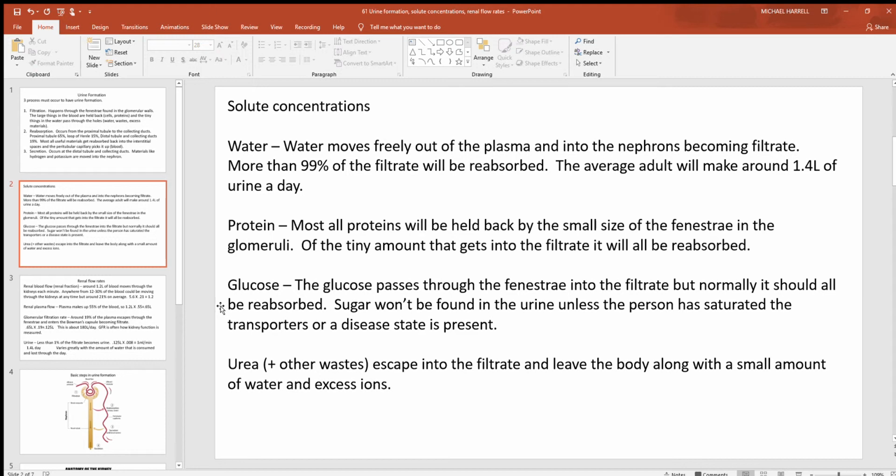Now, you'll sometimes see sugar in the urine of people like diabetics with diabetes mellitus, but the only reason that sugar is there is because so much goes into the nephrons, because those people have blood sugar levels which are way too high.